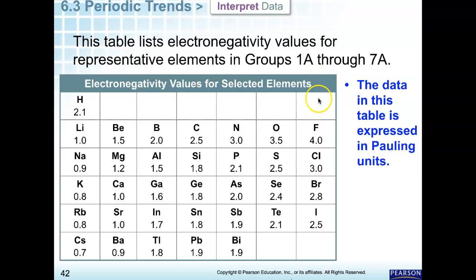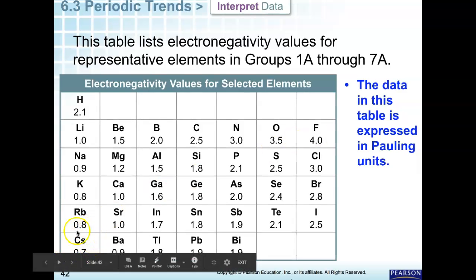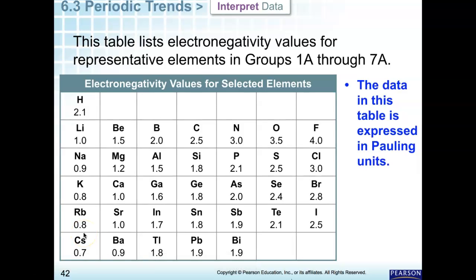Why? Its nucleus is close by, and it's got a huge nuclear charge compared to the others in its group. So it's got both Coulombic attraction things going for it. If you notice down here, cesium has a very low electronegativity. Now, most people think, well, that means that cesium's not very reactive.